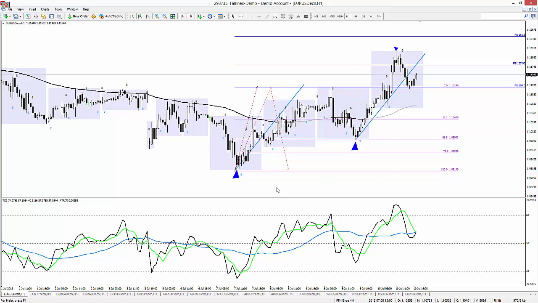So we've got a lot going on here. We've got a sore thumb low to sore thumb high to begin our analysis. We've got an ABCD harmonic completion, and we pulled our fibs in for fib confluence.